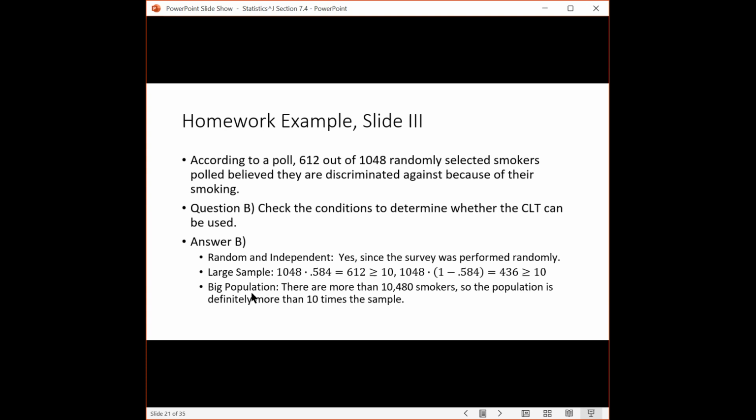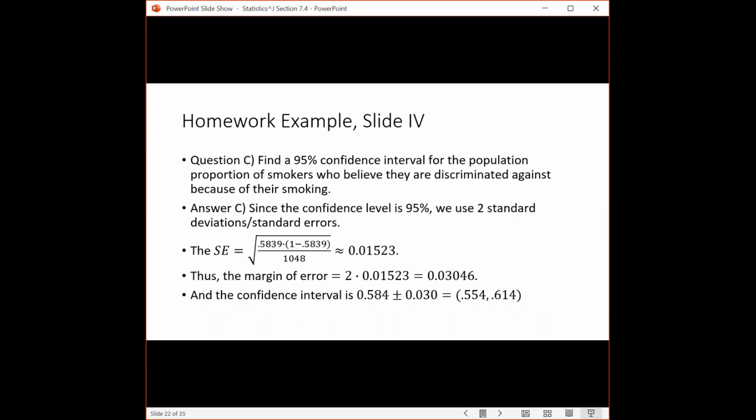And then to use the central limit theorem, the population has to be more than 10 times the size of the sample. We're sampling 1,048 people. There are millions of smokers, so certainly the population is much bigger than 10 times that amount. So we're good. The central limit theorem has been satisfied, but I just wanted to spend a minute talking about it.